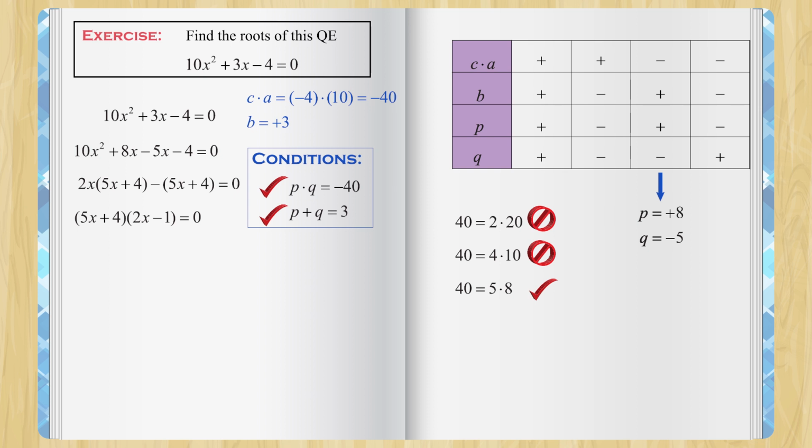Now apply the zero product principle and you get 5x plus 4 equals 0 or 2x minus 1 equals 0. Simplify and you get x equals -4/5 or x equals 1/2. Alright, those are the roots of the given quadratic equation.